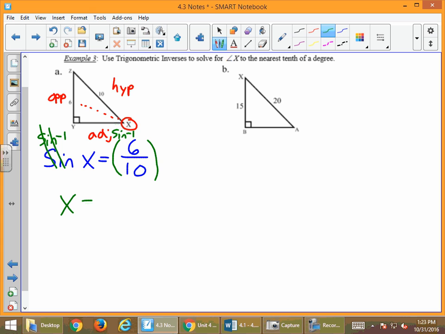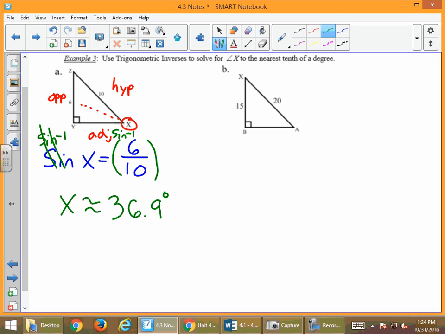So x is going to be approximately this degree measure. So if you raise your hand, please, if someone has it, you have to do 6 divided by 10, and you have to do inverse sine. Morgan? 36.9. Okay, so 36.9 degrees. I don't know what calculator you're using, Gary, but just do sine inverse, then 6 divided by 10.